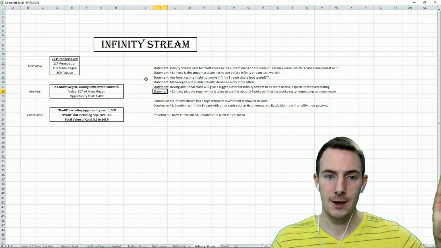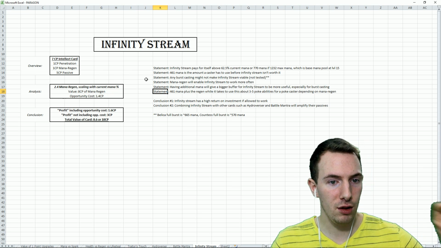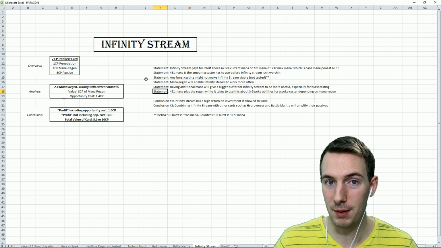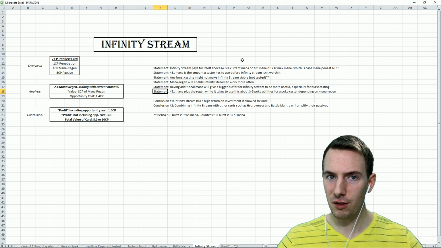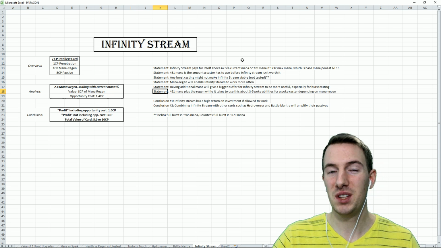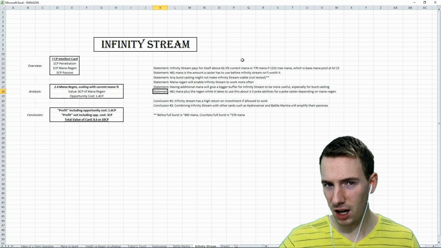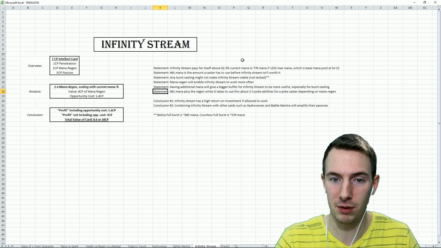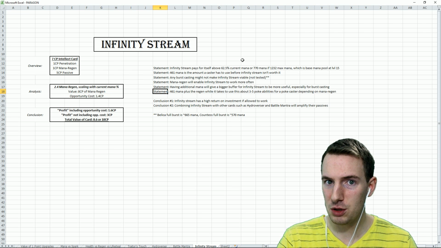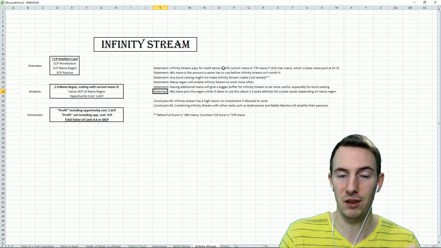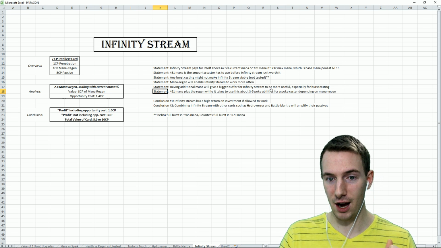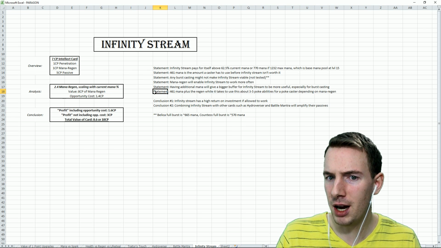So it's going to take a while for you to burn that 461 mana plus that mana regen. That is why I said 3 to 5 poke abilities depending on your mana regen. If you have a lot of mana regen, it might be 5 poke abilities. If you don't have much mana regen, it's going to be about 3 poke abilities until Infinity Stream isn't worth it. Now, you might be like, well, that's not very much.